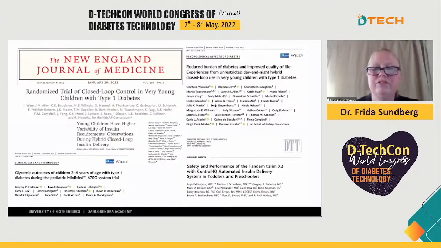And this also has to be remembered when constructing algorithms suitable for this age group. The families show that this kind of treatment is perceived as very much easier to perform and improves quality of sleep for parents of young children with type 1 diabetes. There are very few systems available for this age group, but research is ongoing. And here is a very, very important task for the pump companies to really publish good results on this age group, and also make adjustments in their current algorithms to suit this age group.